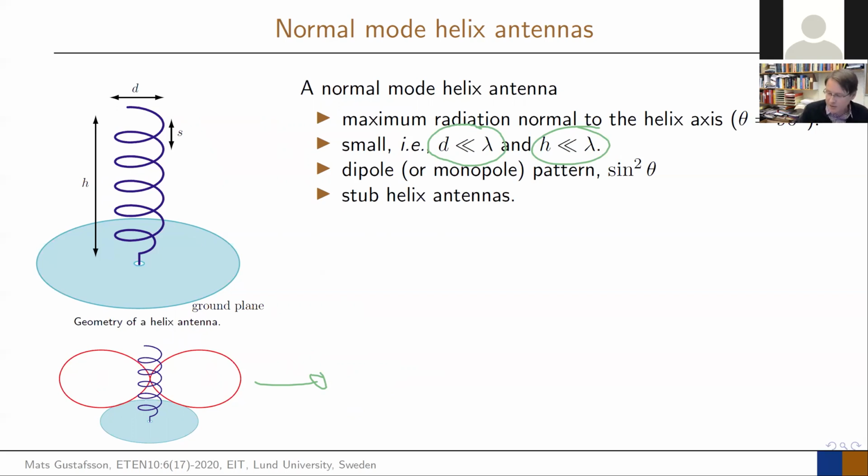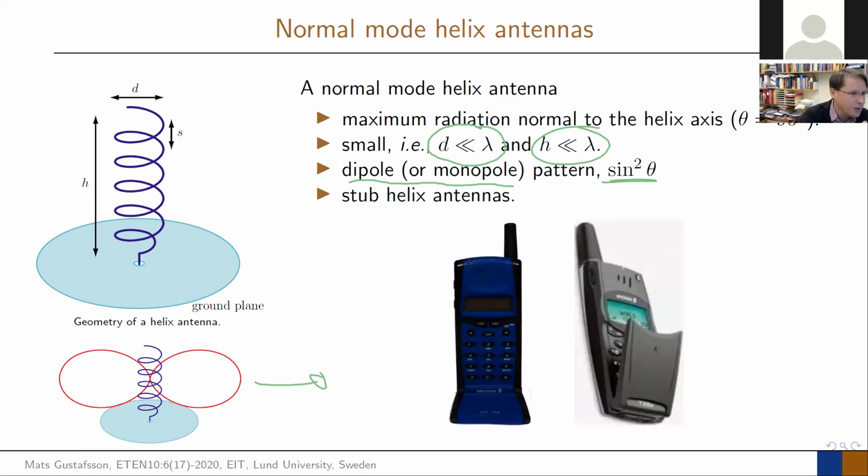And they can have either a dipole or a monopole pattern. That depends really on the size of the ground plane. If the ground plane is very large, they radiate really like a monopole. If the ground plane is smaller, they start radiating more like a dipole. So they have this typical shape of sine squared theta, this donut type shape of the radiation pattern. And one of the big applications of this is stub helix antennas.